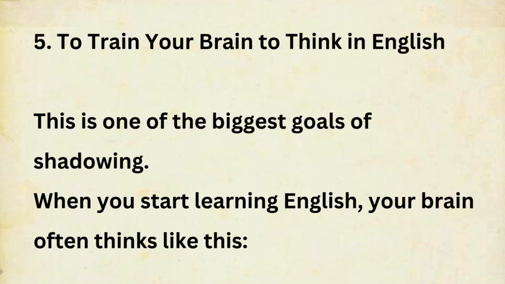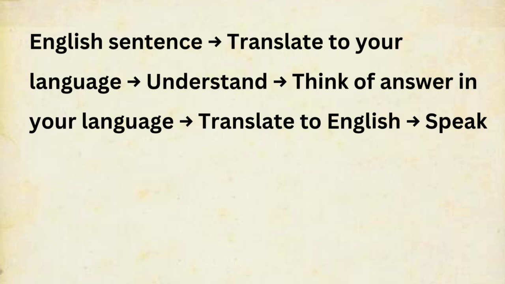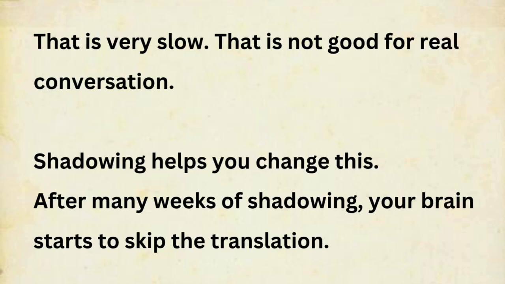5. To train your brain to think in English. This is one of the biggest goals of shadowing. When you start learning English, your brain often thinks like this. English sentence, translate to your language, understand, think of answer in your language, translate to English, speak. That is very slow. That is not good for real conversation. Shadowing helps you change this.